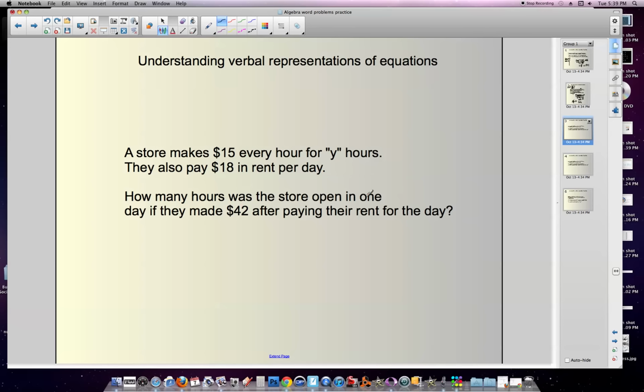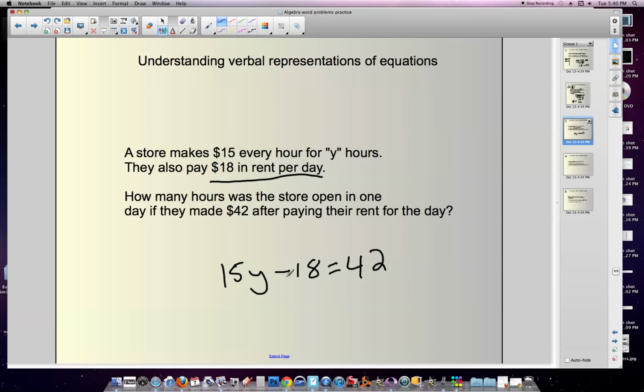If they made $15 every hour, then to figure out the total amount of money, we just take 15 and we say, okay, well, however many hours they were open, that's going to be how much they made. But now we have to take into account that from that, they have to take away $18 for rent. Well, take away means subtract. And it says, how many hours were they open if they made $42? So what is y when this expression equals 42?